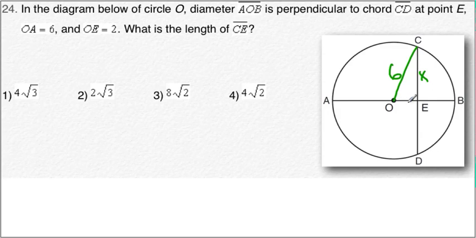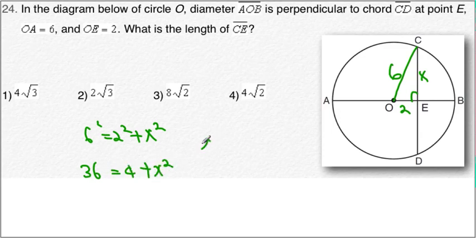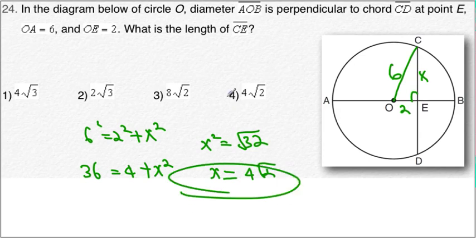Now, OE is equal to 2. Then, guess what we have? We end up having a right triangle. That means we get 6 squared is equal to 2 squared plus x squared. Then here we have 36 equals 4 plus x squared. Then x squared must be equal to 32, so x must be equal to 4 square root of 2. That becomes our answer, which is choice 4.